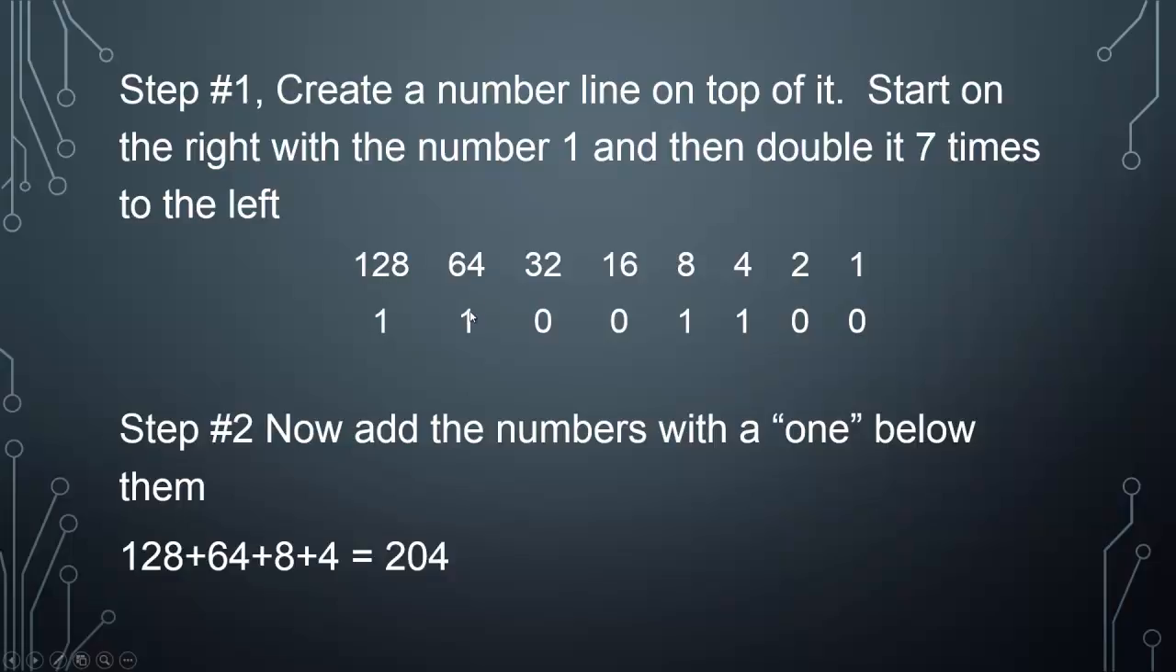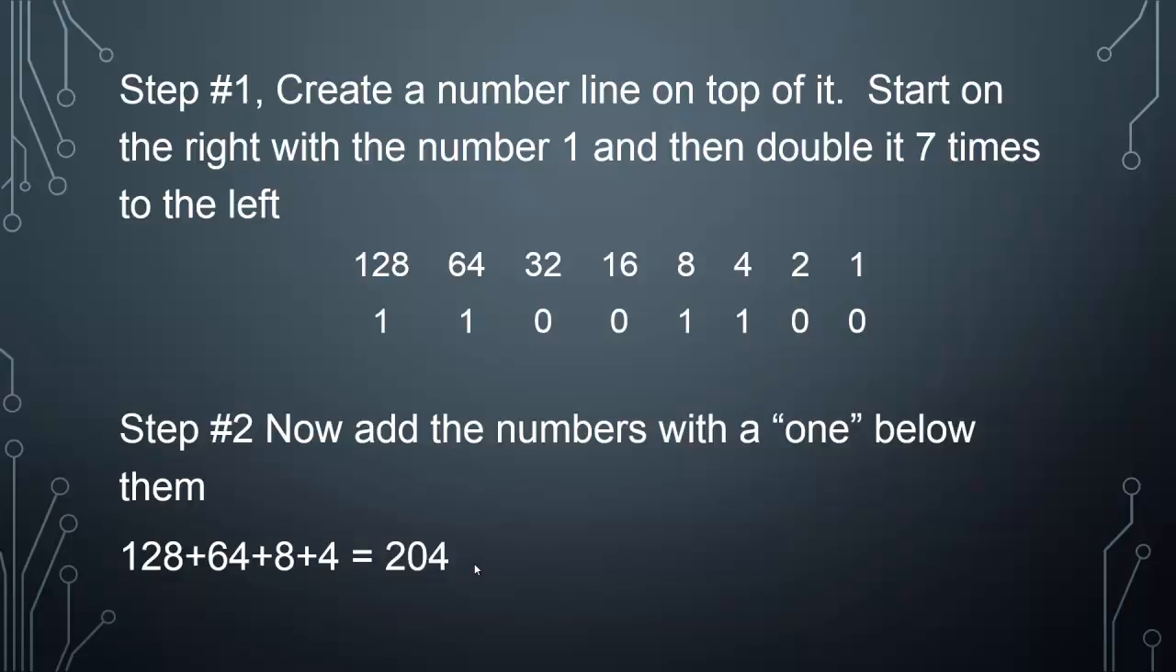So I'm going to add 128, 64, 8, and 4. So 128, 64, 8, and 4 is 204. So 11001100 is 204 in decimal.